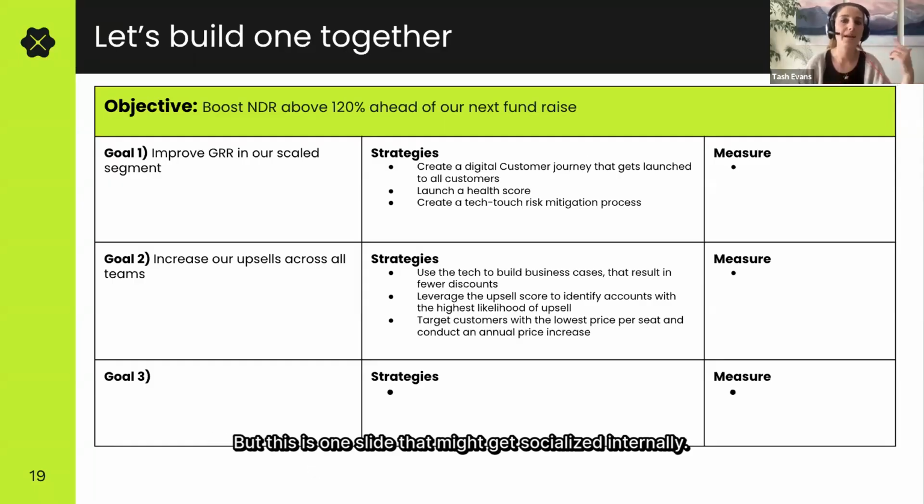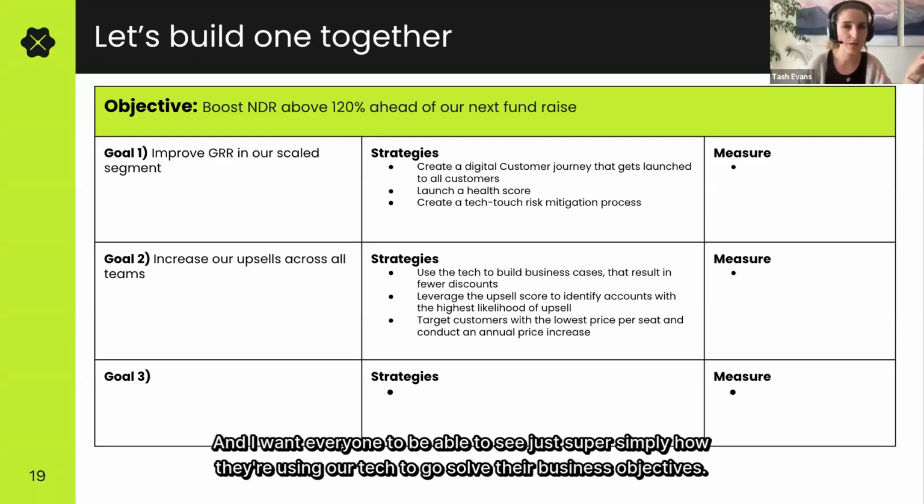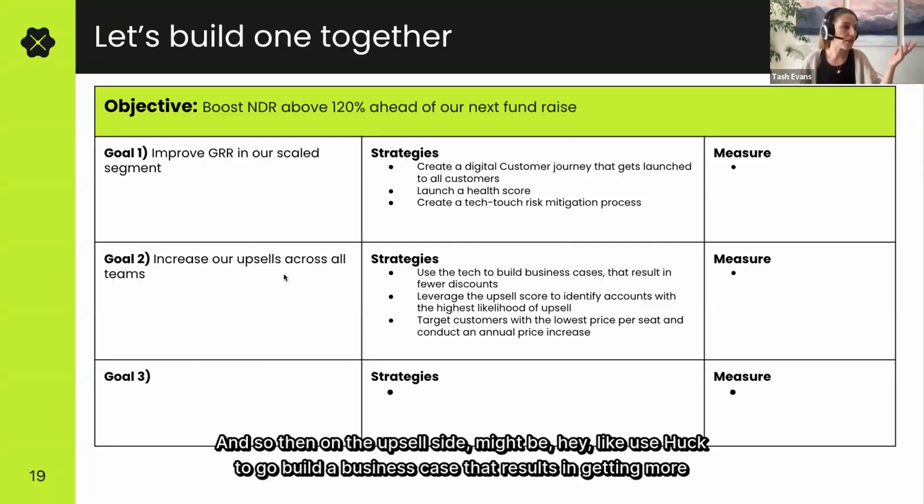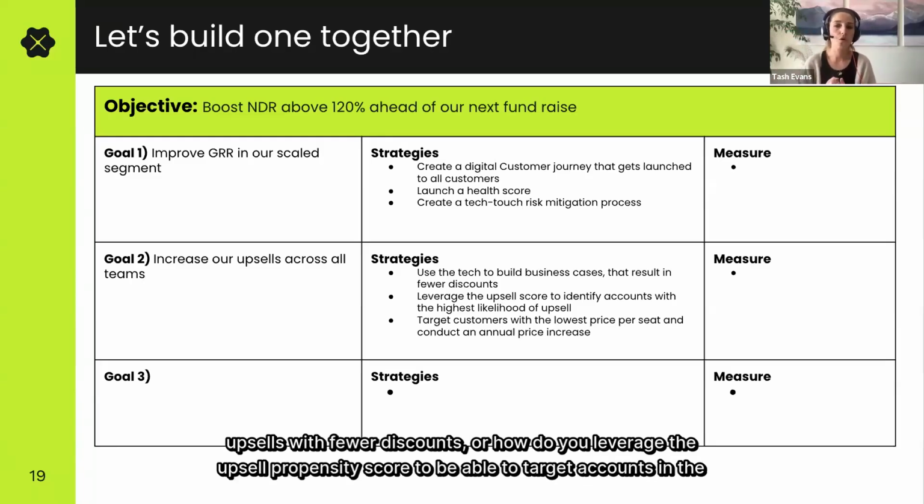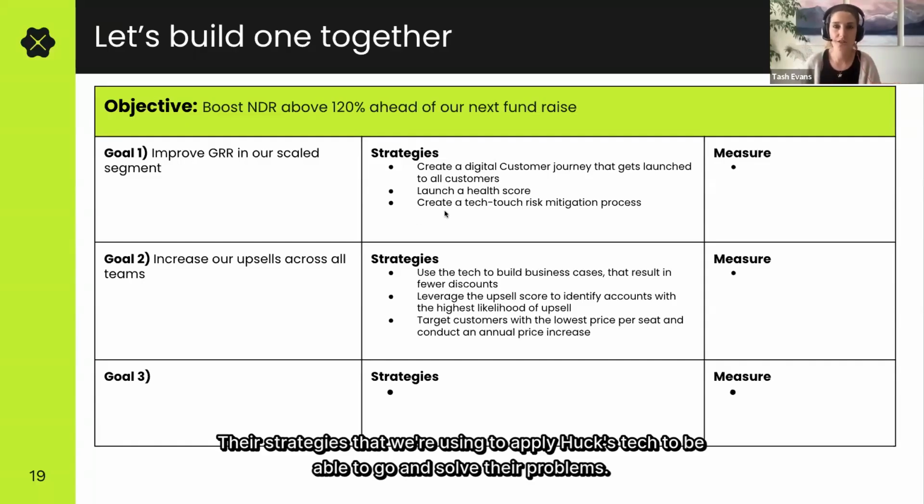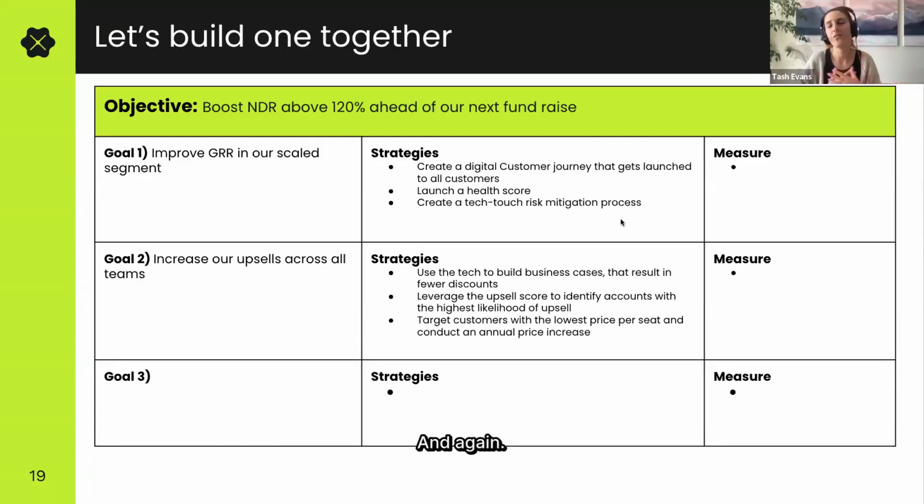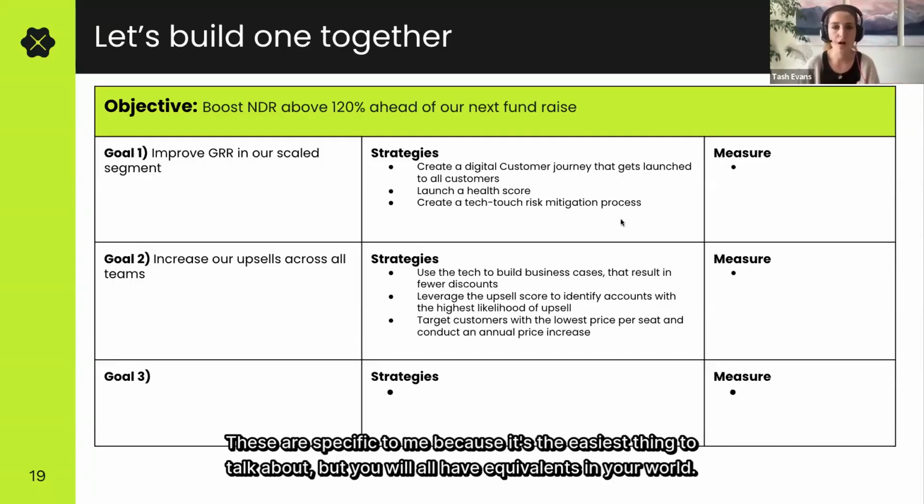But this is one slide that might get socialized internally, and I want everyone to be able to see just super simply how they're using our tech to go solve their business objectives. And so then on the upsell side, it might be, hey, use Hook to go build a business case that results in getting more upsells with fewer discounts. Or how do you leverage the upsell propensity score to be able to target accounts in the right way? They're strategies that we're using to apply Hook's tech to be able to go and solve their problems. And again, these are specific to me because it's the easiest thing to talk about, but you will all have equivalents in your world.